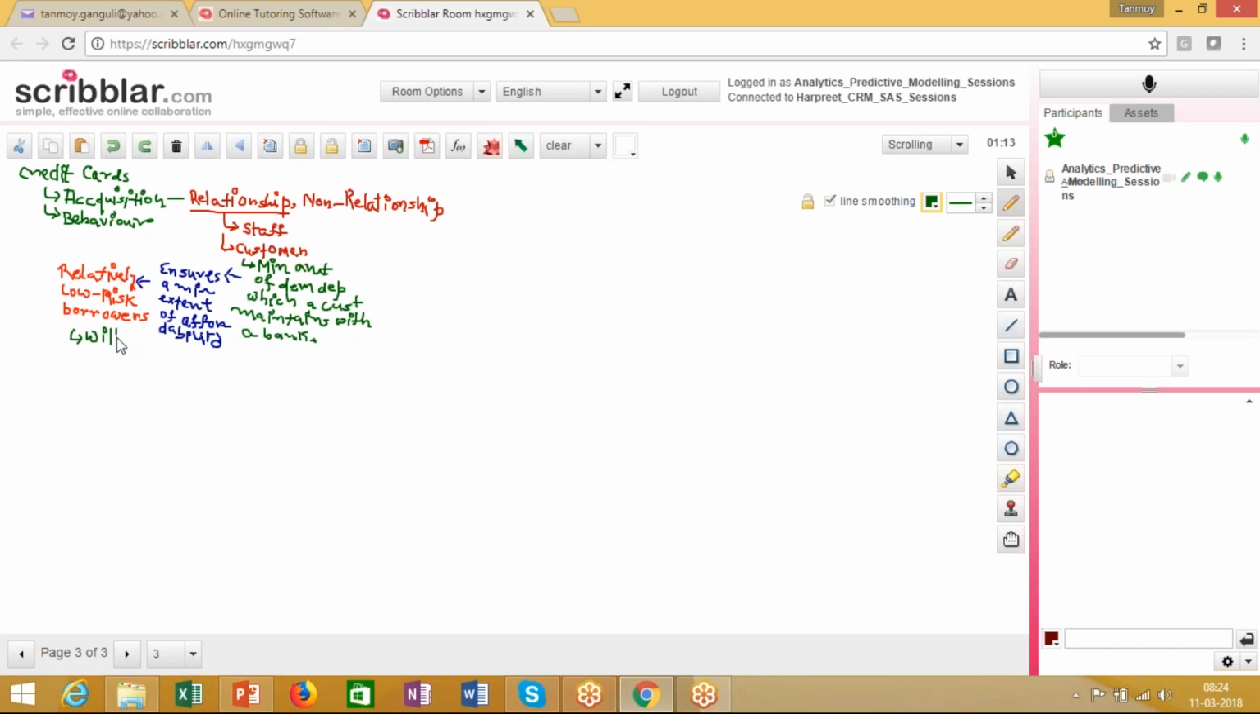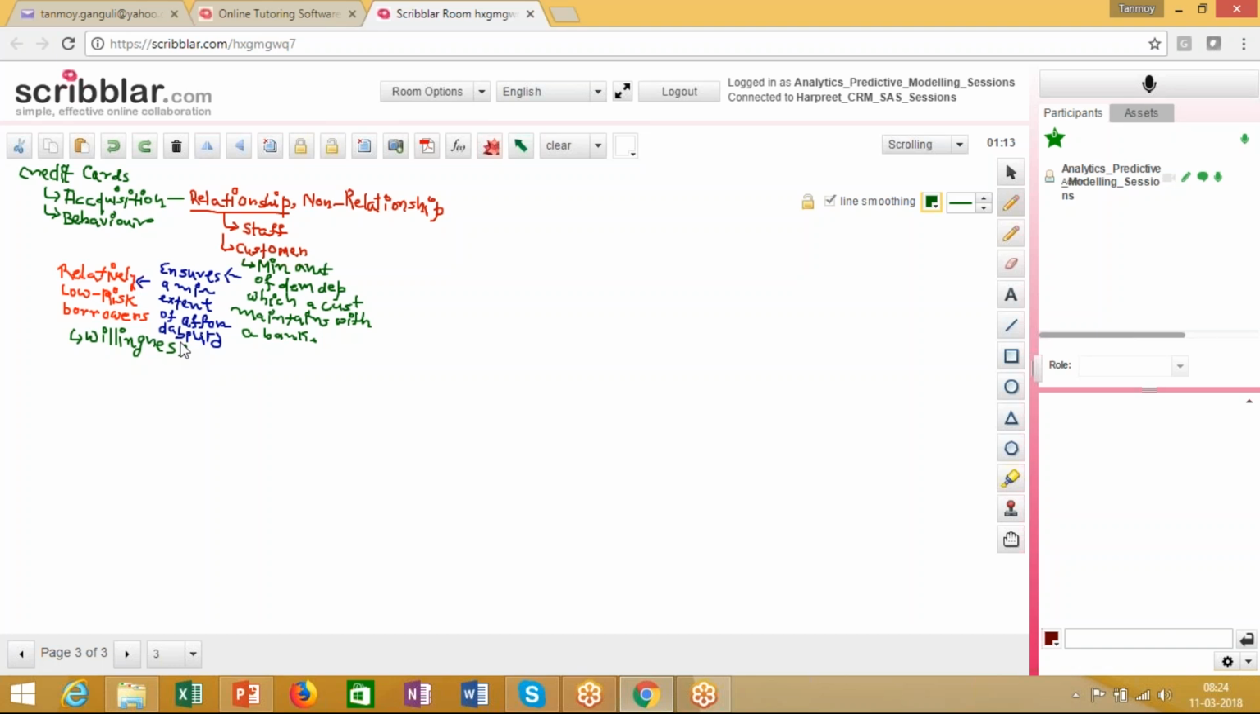The reason is that, number one, this borrower maintains a minimum amount of credit balance with this particular bank, right? The second is that this borrower has the affordability to maintain it, because he maintains that minimum relationship balance with the bank.